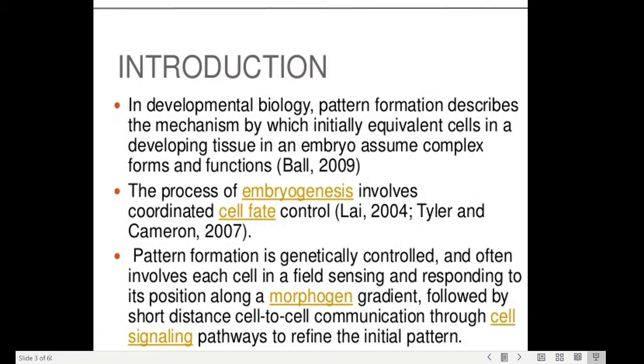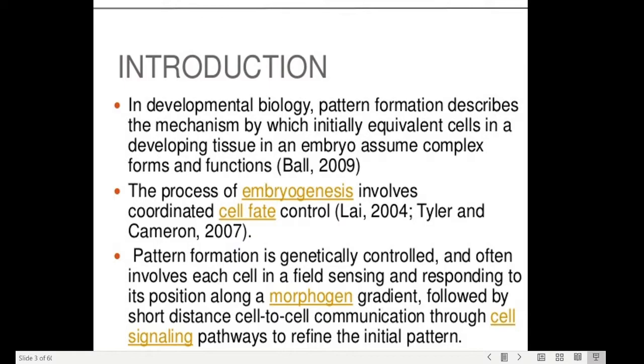Okay, what is developmental biology? In one line: the pattern formation, the body tissue formation, the development from embryo to the human body. This developmental biology is explained in combination with different stages, and those stages are part of developmental biology.